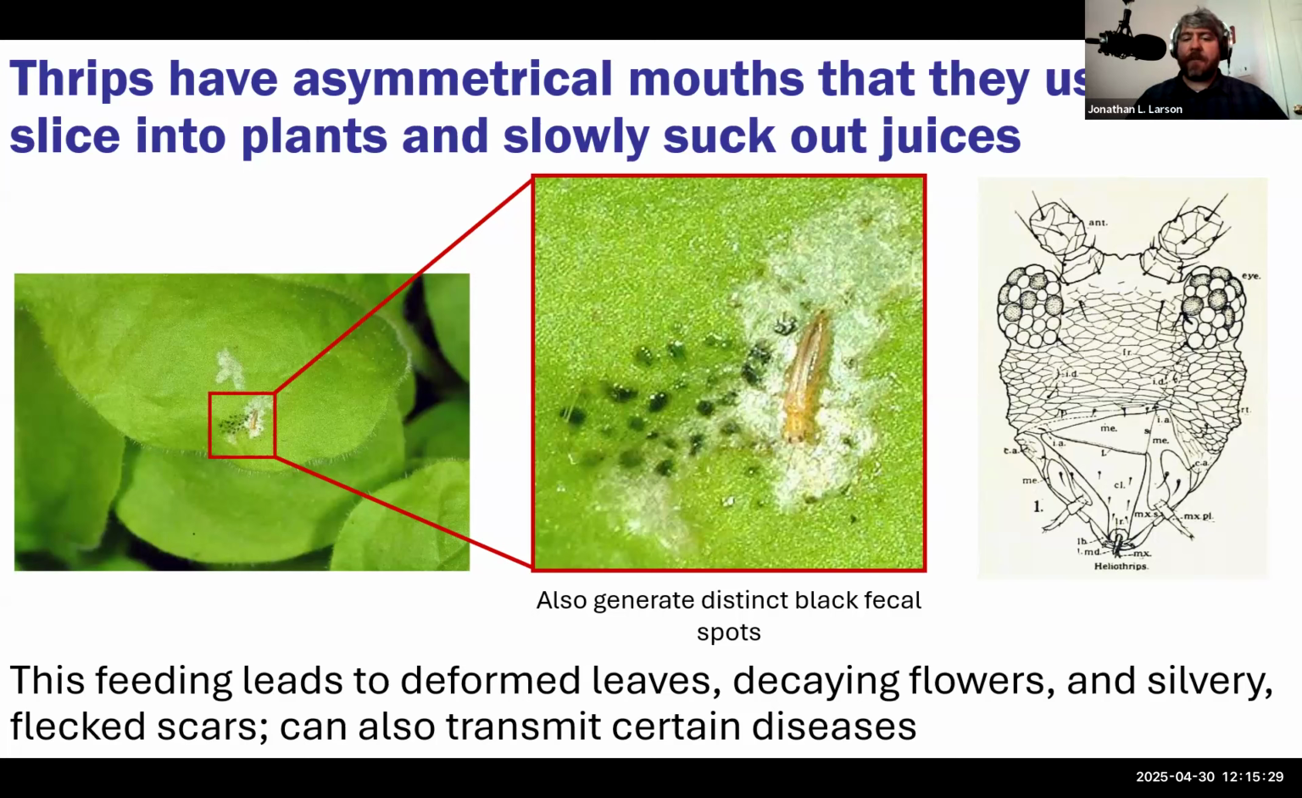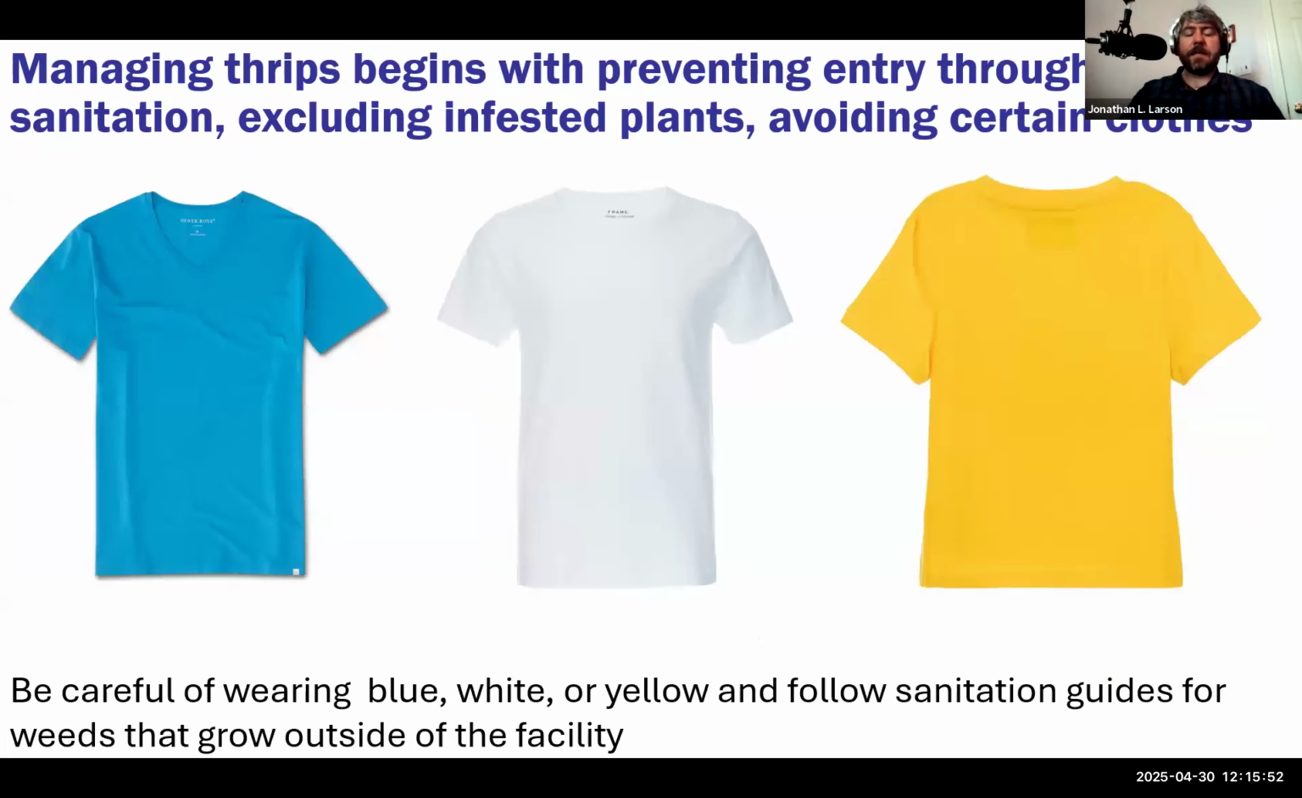Then, as they go to the bathroom near their feeding site, they create distinctive black fecal material. It looks like somebody's dipped a toothbrush in motor oil and then spritzed that at the leaf that they're feeding on. This causes the leaves to deform. They may curl. Flowers may decay and wilt and fall off. There's also a lot of silvery flecked scars in thrips infested plants. They're also capable of transmitting disease.